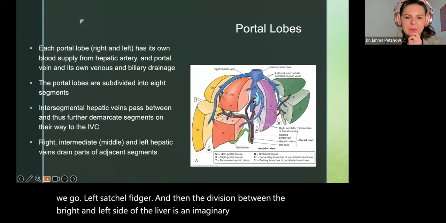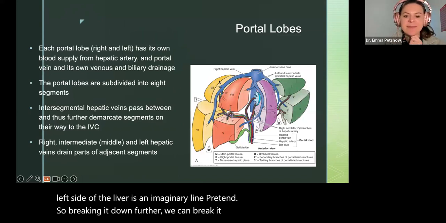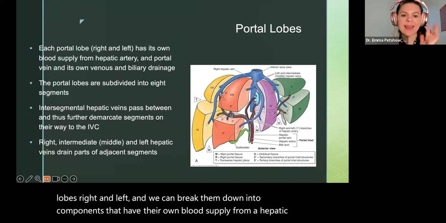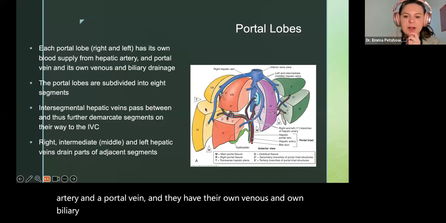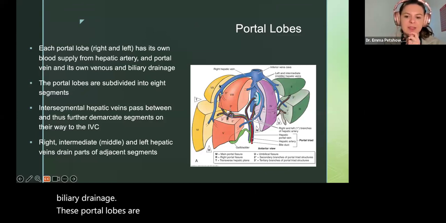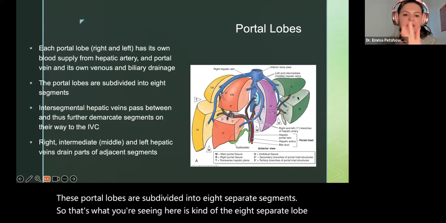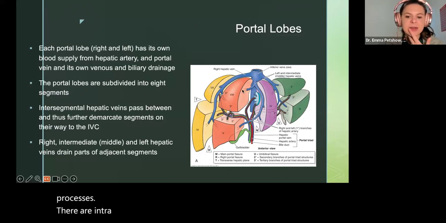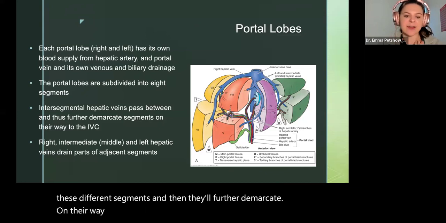Let's pretend. So breaking it down further, we can break it down into portal lobes, right and left, and we can break them down into components that have their own blood supply from a hepatic artery and a portal vein, and they have their own venous and own biliary drainage. These portal lobes are subdivided into 8 separate segments. So that's what you're seeing here, the 8 separate lobe segments that contain their own artery, vein, and drainage processes. There are intrasegmental veins that are communicating between these different segments, and then they'll further demarcate on their way into the IVC, or inferior vena cava.